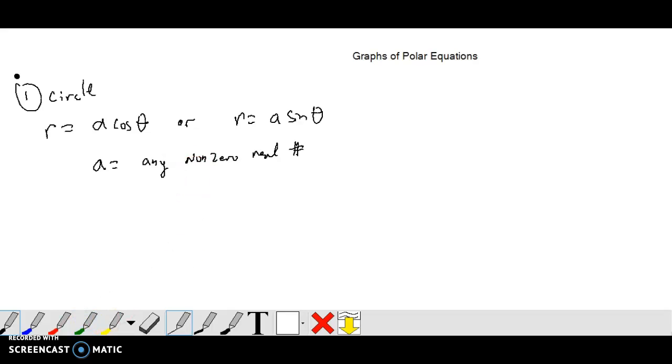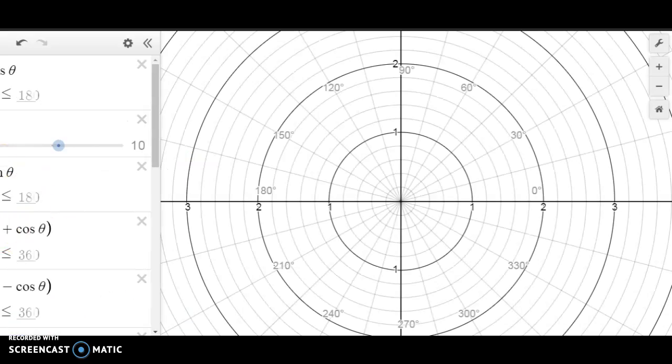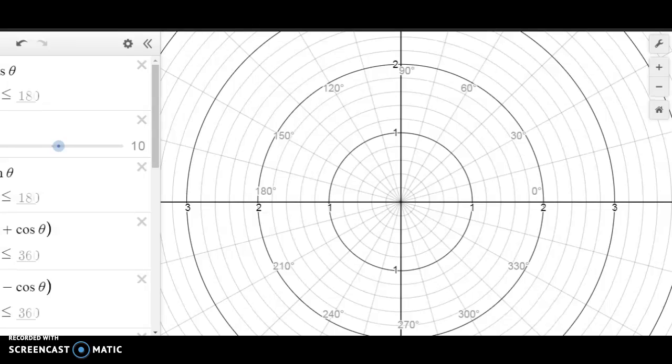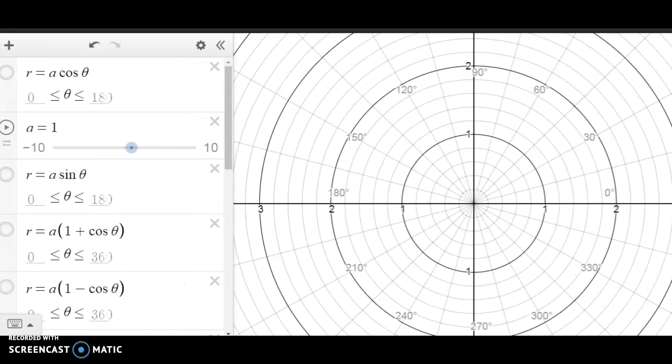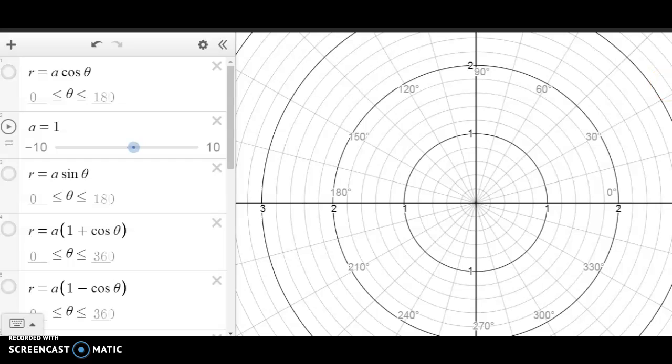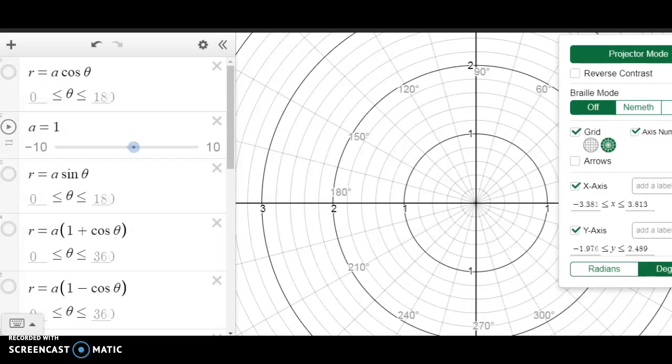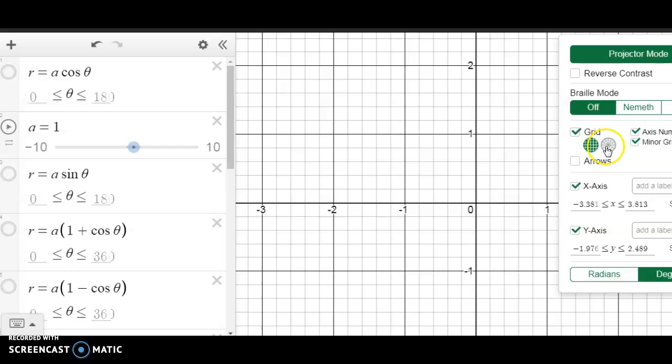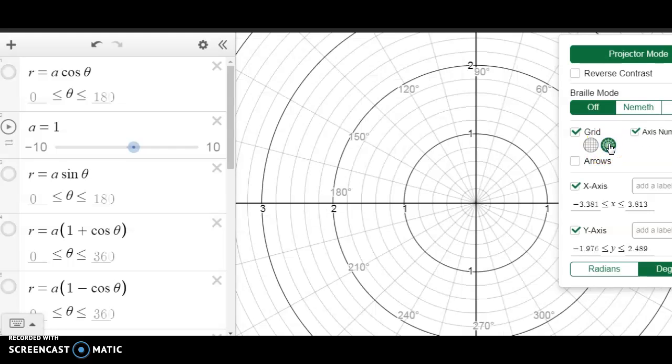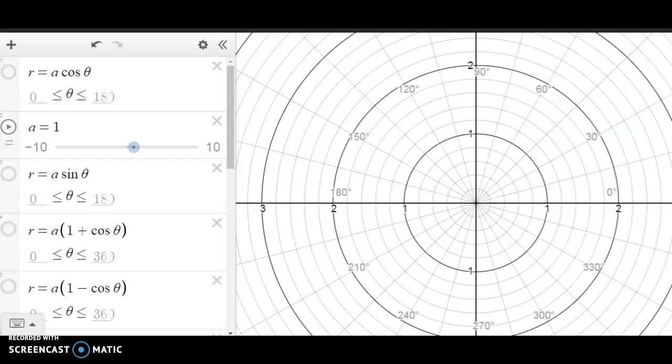So if we go to Desmos, so I have Desmos up here. I'm going to expand this just a little bit so we can see our graph. So I'll move this over a bit. So there is a settings part, so we can change it to the mode that we want. Here is the coordinate grid, and then this is the polar graph grid. I have it on projector mode so we can actually see it a little bit easier.